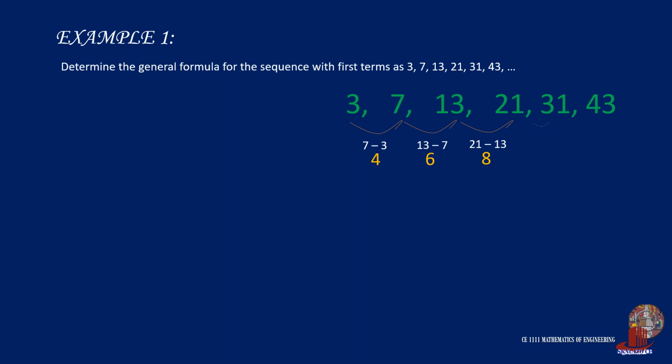Next is 21 less 13 is 8. And also, 31 minus 21 is 10. Then we have 43 minus 31 gives 12. These are varying values, but they are still taken as first differences.